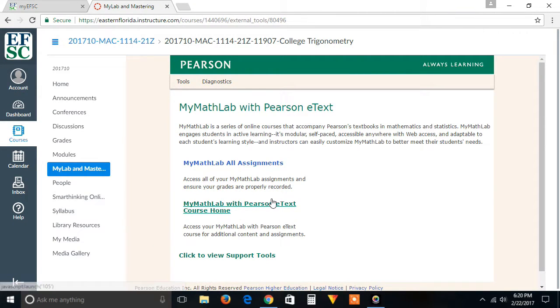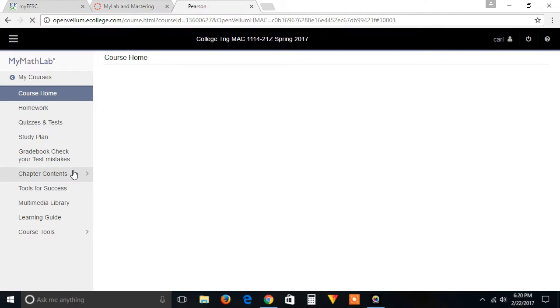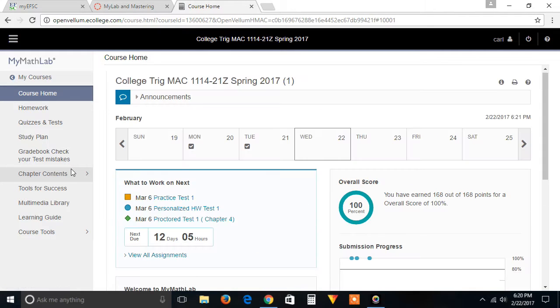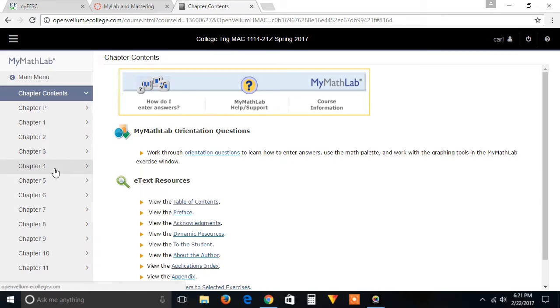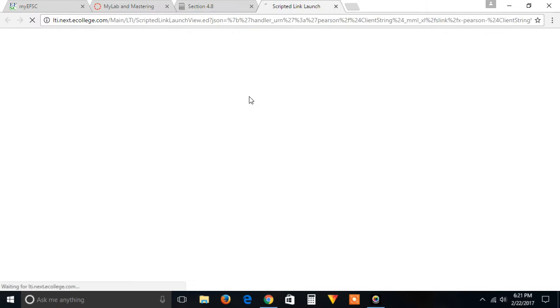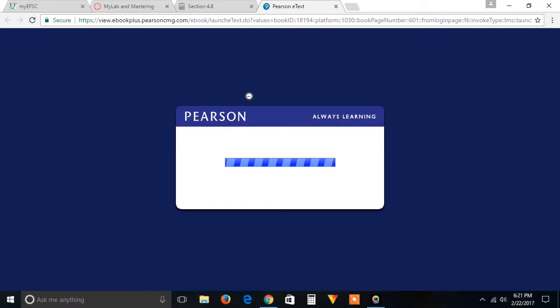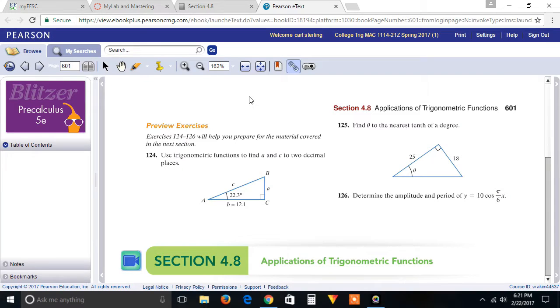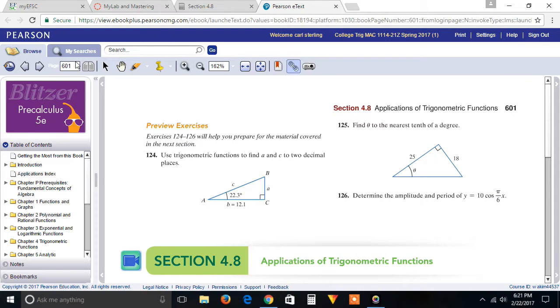Alright, here we go. We are here on the Trig class page, and I've clicked on the My Math Lab and Pearson eText link here. I'm not doing the assignments like we normally would. If I click here on the chapter contents, chapter 4, and I come down to 4.8, and I click on the multimedia text, this will open up the electronic textbook for us. And it opens up to page 601.